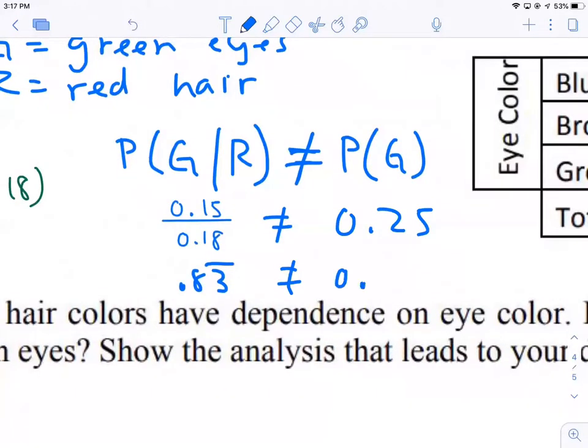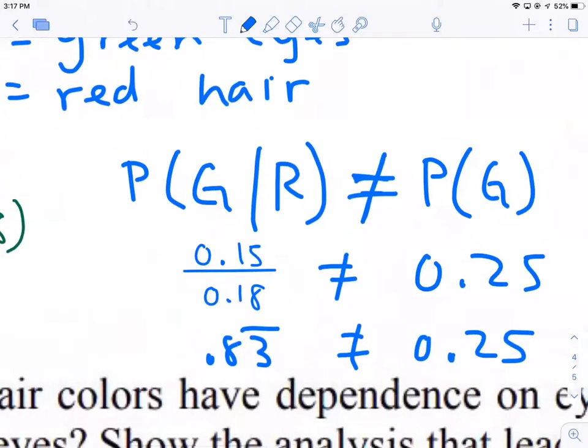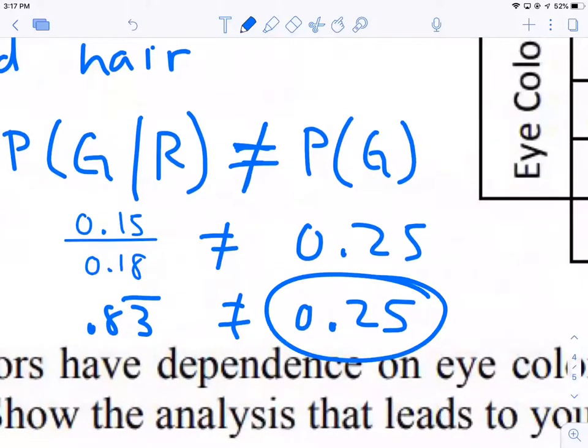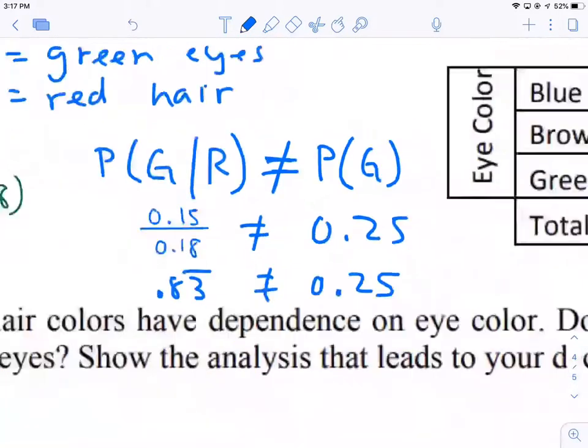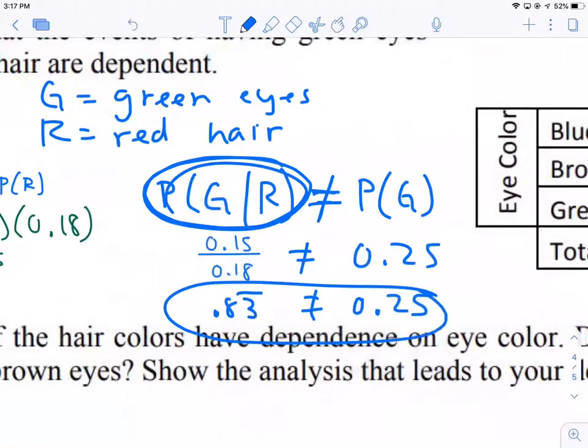All right, so therefore these are dependent, right? I don't know about you, but red hair and green eyes, they tend to go together. So this is saying, if you have red hair, you have an 83% chance of also having green eyes. And that, of course, is not equal to the chance of just having green eyes, which is 25%. So these affect each other, right? These probabilities are not equal. Therefore, they are dependent.